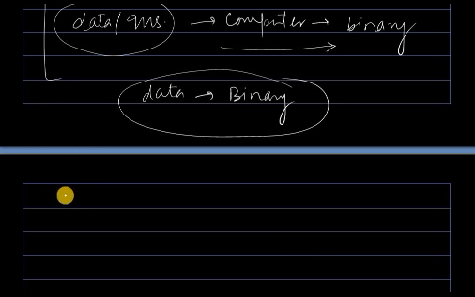See, I am writing a simple letter A, and you can observe that we are providing this A to the computer.